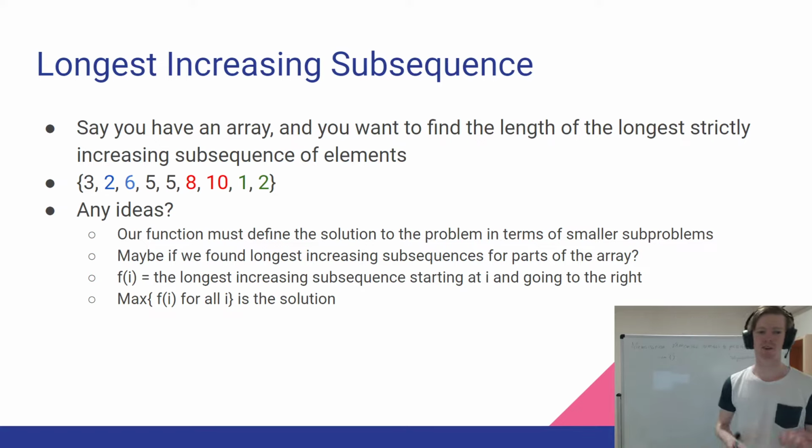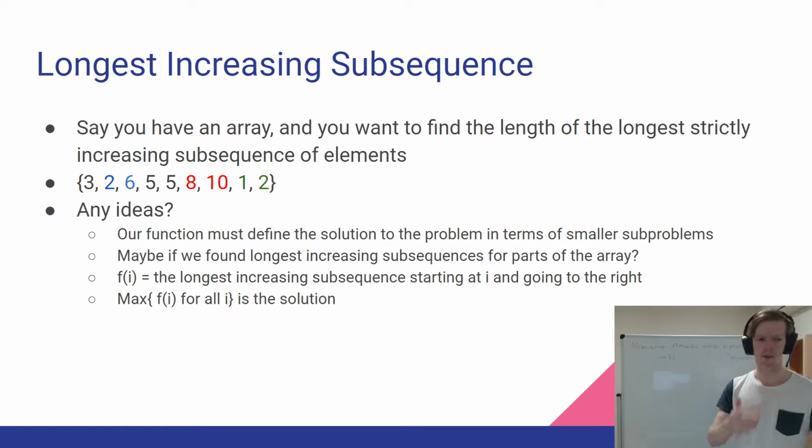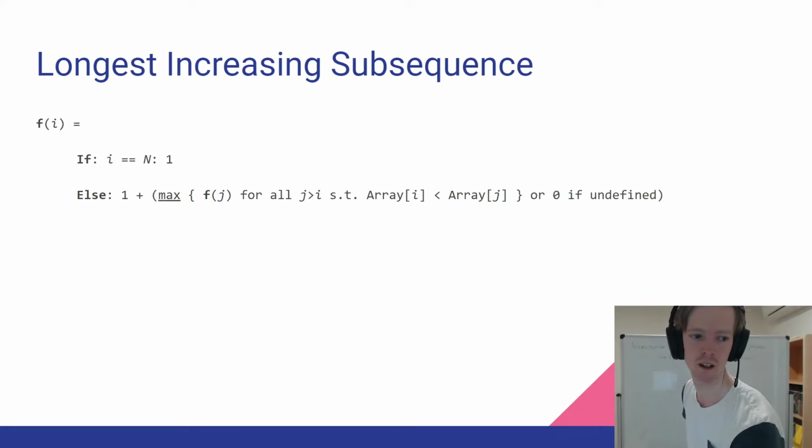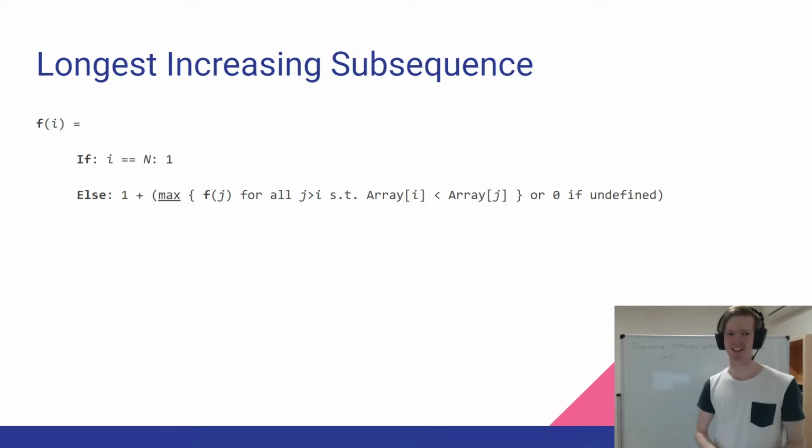So yeah, if we define our function as finding the longest increasing subsequence from i to the right, then our maximum increasing subsequence will be the max of all those f of i that we calculated, for all i. All right, so this is a function. This is how to define it recursively. So what does this mean?